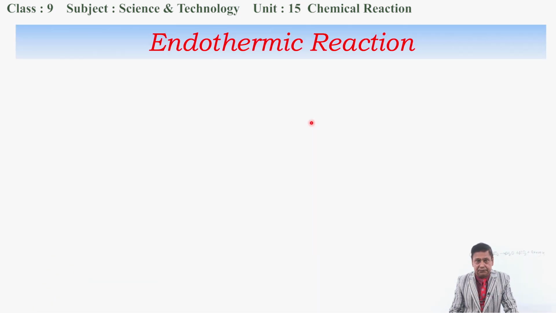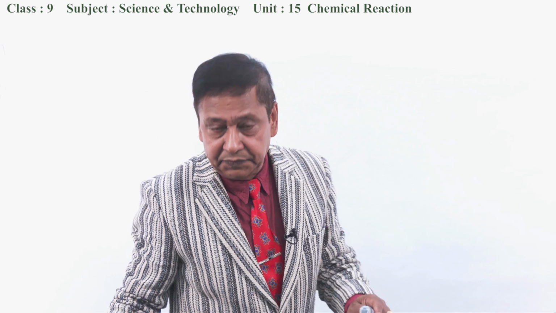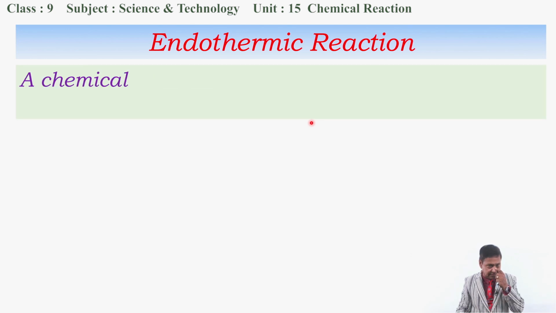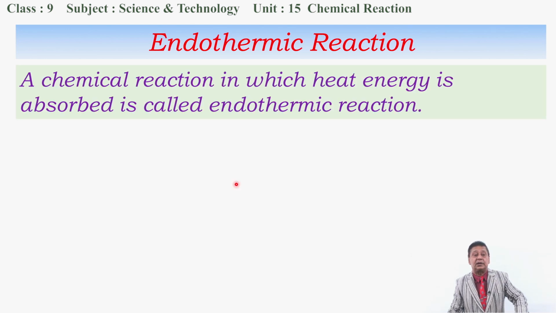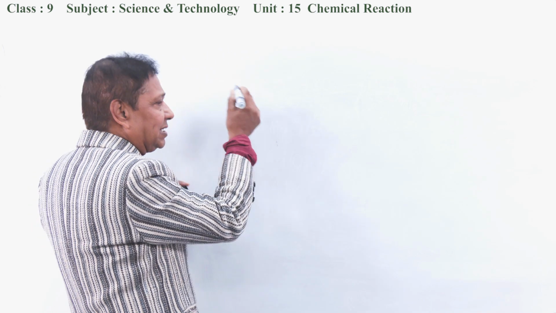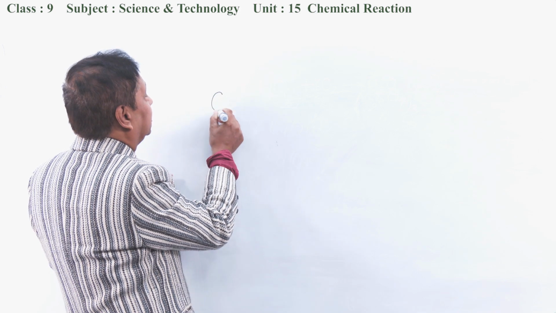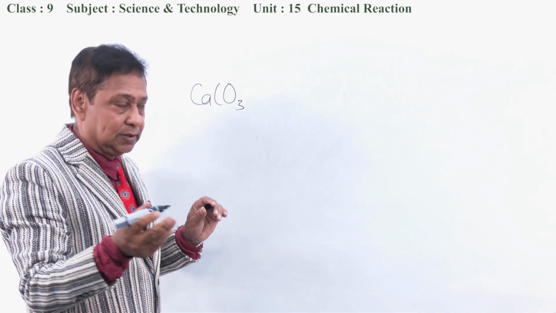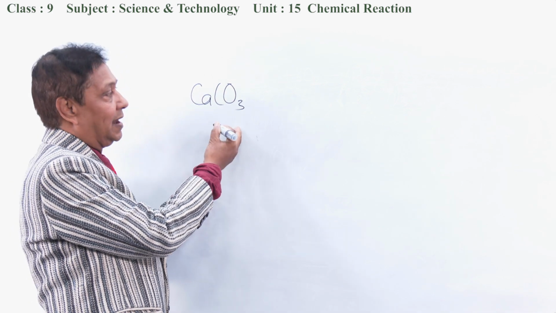Endothermic reaction. What is it? This is the reaction in which heat energy is absorbed. We can say it this way: a chemical reaction in which heat energy is absorbed is called an endothermic reaction. I want to give calcium carbonate as an example. Calcium Ca, carbonate CO3, both of them have the same valency 2. That's why there is no need for exchange of valency.